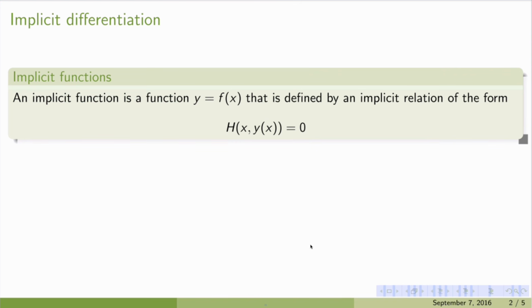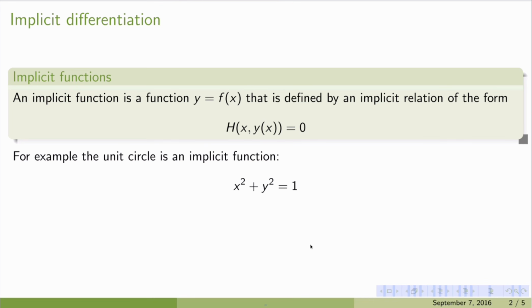First of all, an implicit function is a function y equals f of x, which is defined by an implicit relation. So of the form h of x, y of x is equal to 0. So in many cases, we can actually not write it as y equals f of x. We can only write it in this implicit form. So here are two examples.